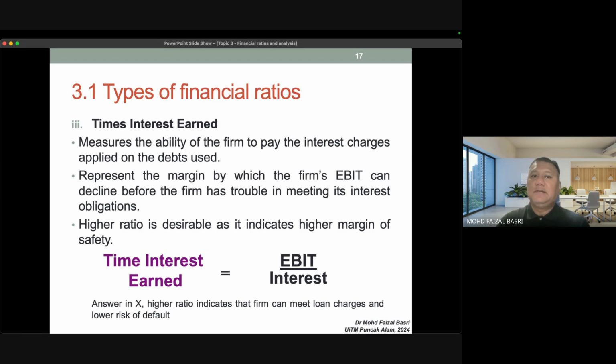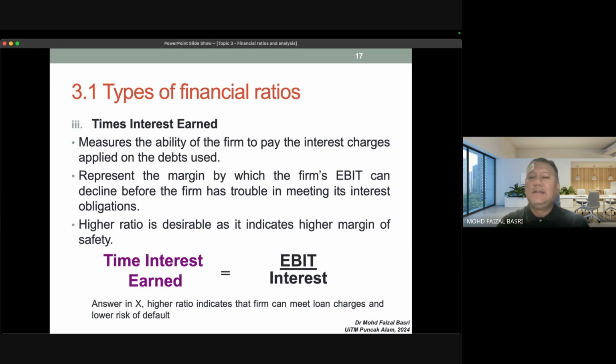So this measurement is to see whether the firm is able to pay interest charges based on the debt that they used, and it represents the margin in which the firm's earning before interest and taxes can decline before the firm has trouble in meeting the interest obligation. So technically, you want to see whether earnings are enough to service the interest. The higher the ratio indicates they will have no problems to meet loan obligations and loan charges, and it indicates a higher margin of safety. So it means the risk of default will be lower if the ratio is high. So the higher the ratio, the better, remember.